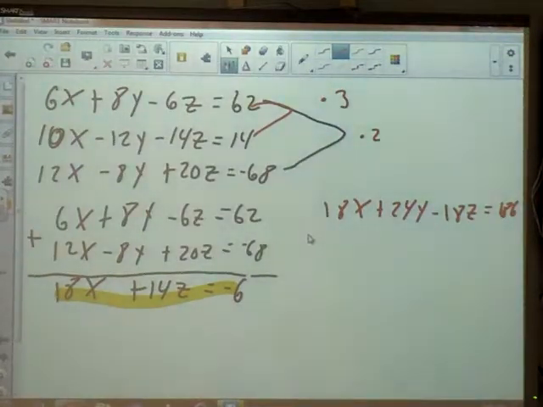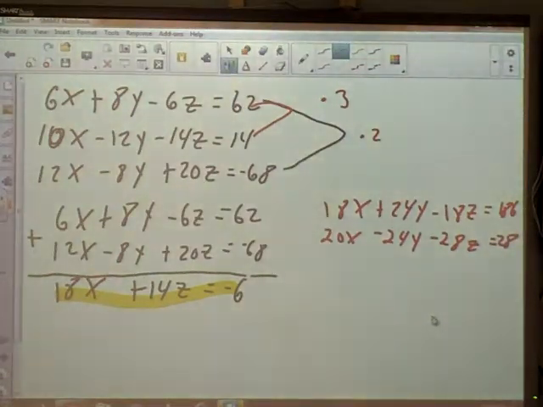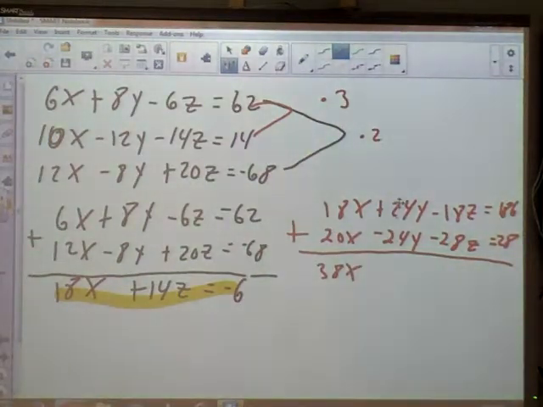186. Now I've got 20x minus 24y minus 28z equals 28. You can subtract all the way through, like if I subtract the first equation and the second one, do I have to do this one? Alright, so now my 24y's are different signs, so I'm adding again. 18 and 20 is 38. This one's all numbers. 24 and negative 24 is nothing. Negative 18 and negative 28 is 10. Is that right?